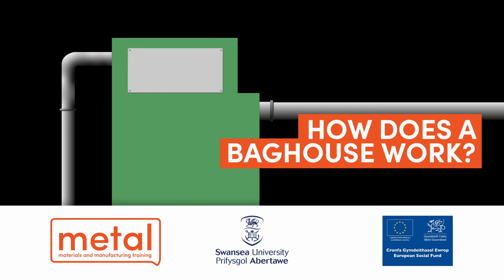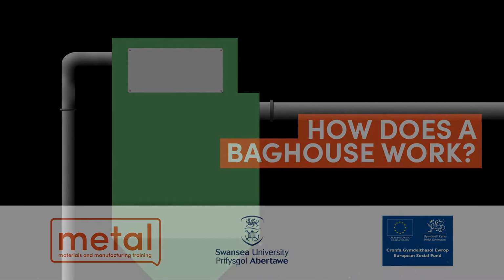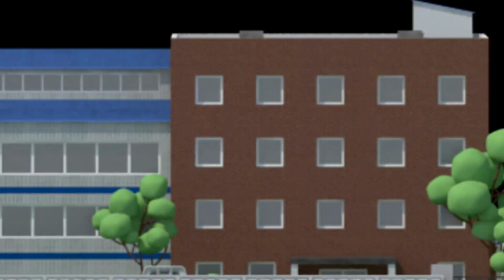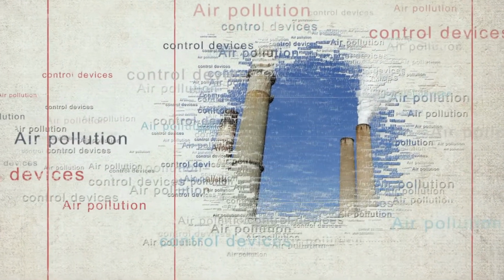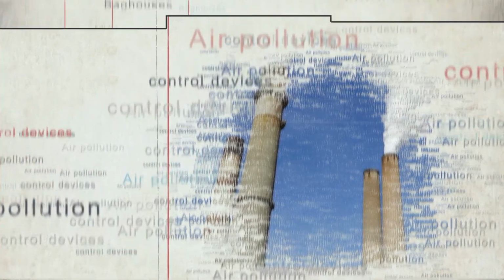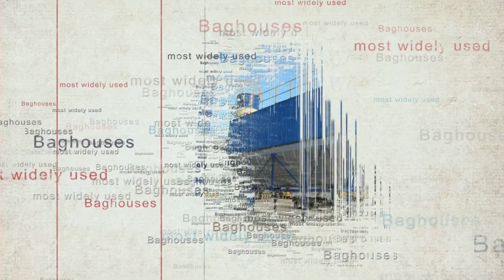Baghouse dust collectors are a type of fabric filter, air material separator, employed for particulate removal from manufacturing and other industrial operations to keep dust and solid particulates from entering the workplace or being released to the atmosphere. In effect, baghouses are industrial-scale fabric filter systems used as air pollution control devices. Among dust collection systems, baghouses are the most widely used.